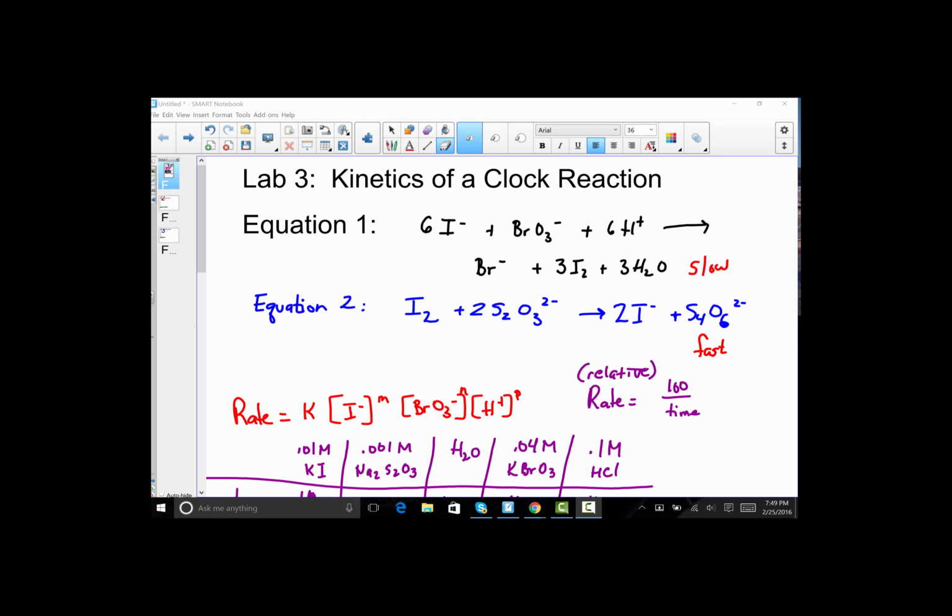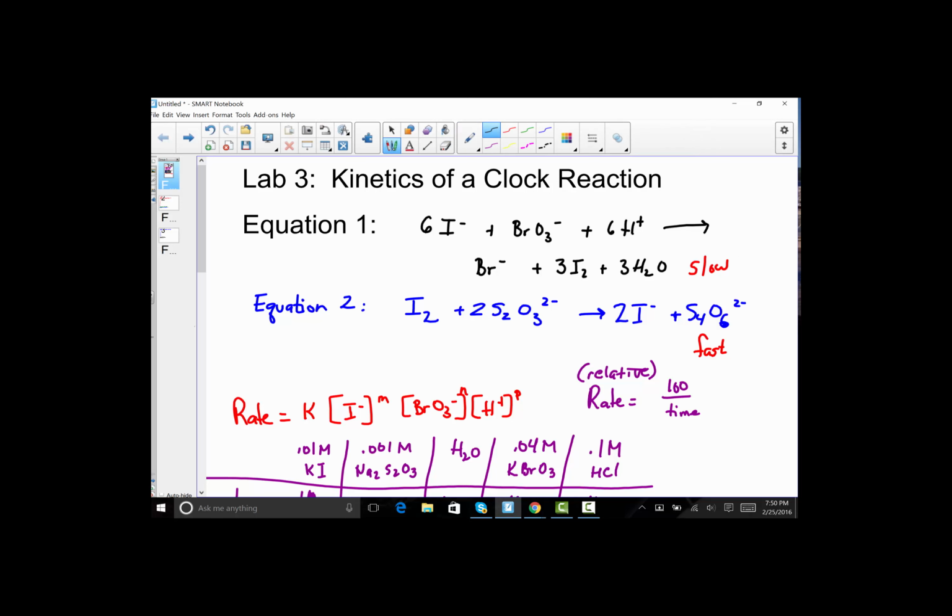We're going to talk through some lab results from our kinetics of a clock reaction. This is a second kinetics experiment where we're reinforcing all of the math concepts from our previous week on the iodination of acetone. We're going to see many similarities between last week's lab and this week's. In this particular series of reactions, we have two different equations that we'll be studying.